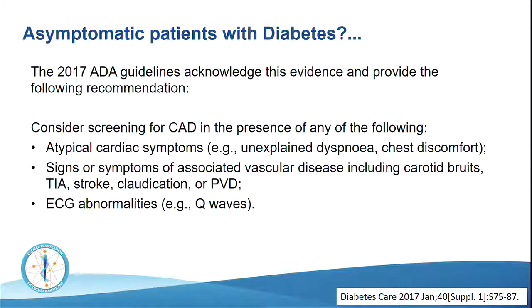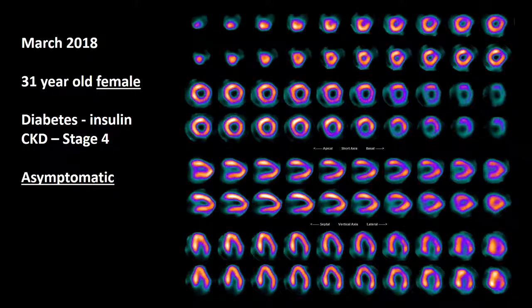So the American Diabetes Association do acknowledge this evidence and provide the following recommendations: that stress imaging or screening for coronary disease could be used in the presence of atypical cardiac symptoms or signs or symptoms associated with vascular disease, such as peripheral vascular disease, or in patients with ECG abnormalities.